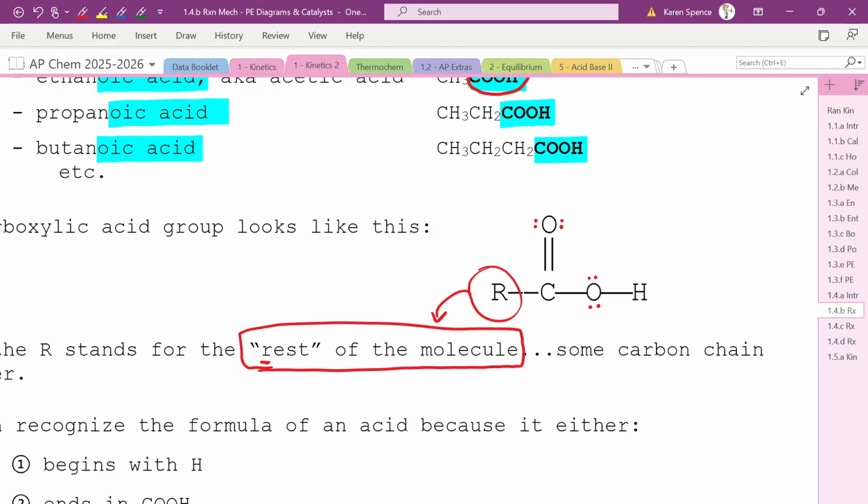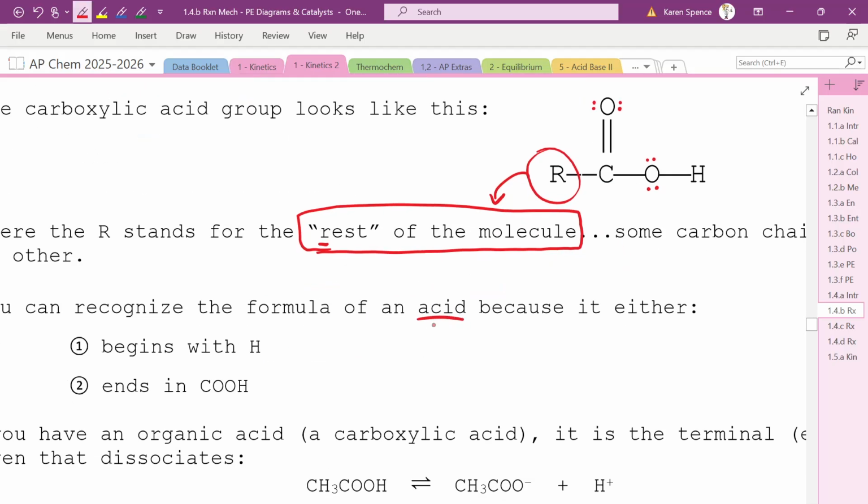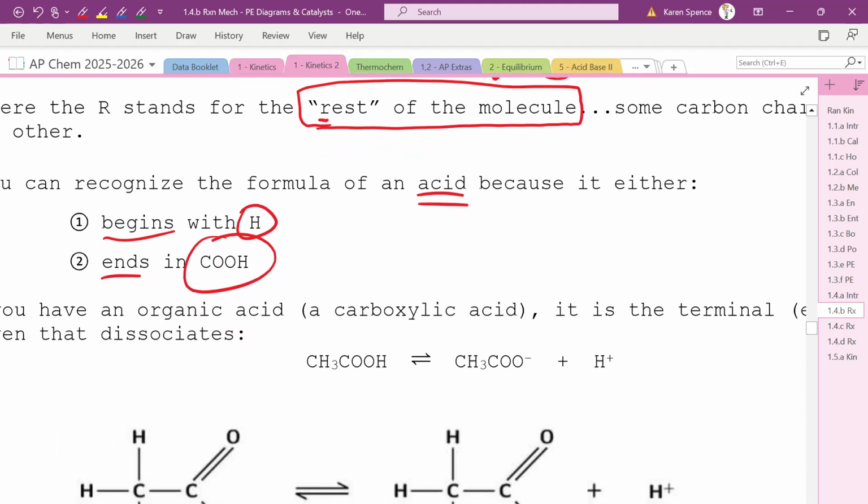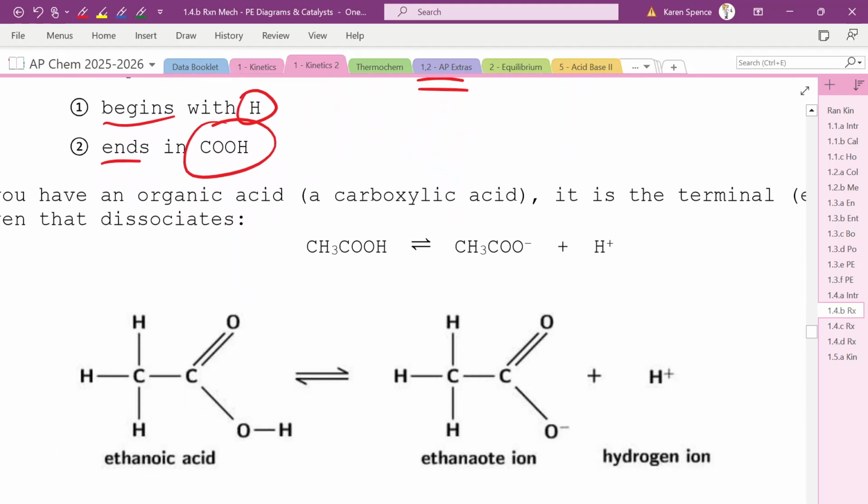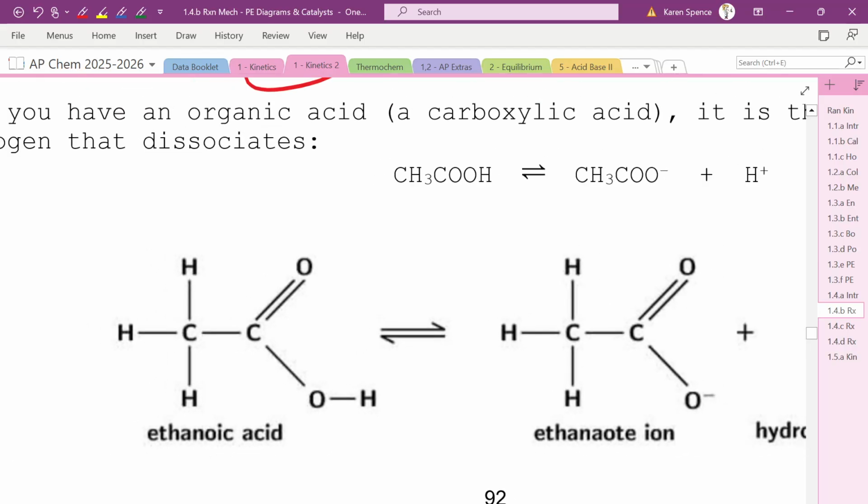And that means that you should, and hopefully you all do, recognize that the formula of an acid either begins with H or it ends in COOH. Now, if we have an organic acid like this, oxygen here would have 2 lone pairs on it. There's actually a lot of hydrogens on this molecule. Yes, we got 4 hydrogens on there.